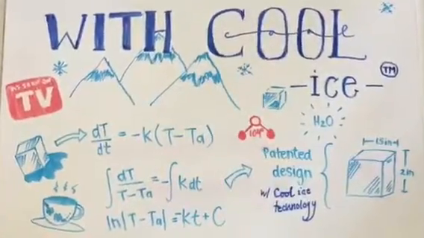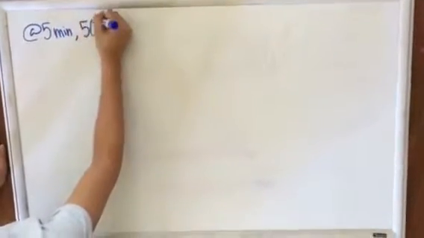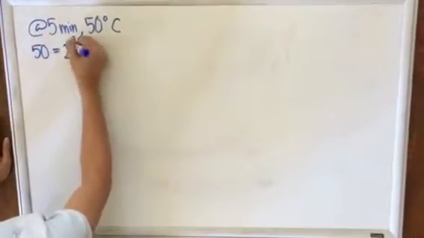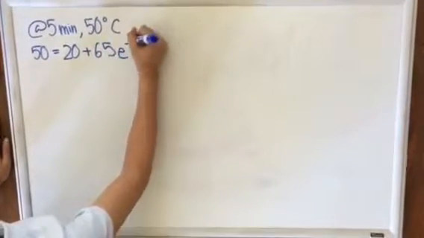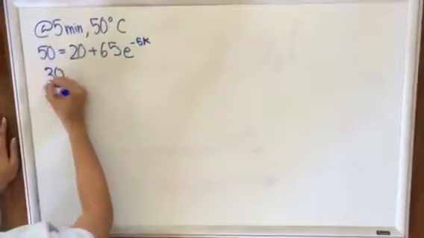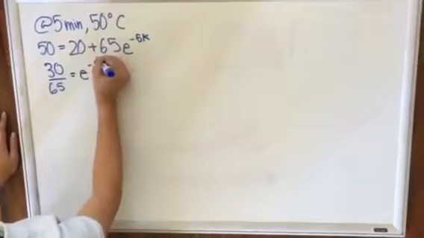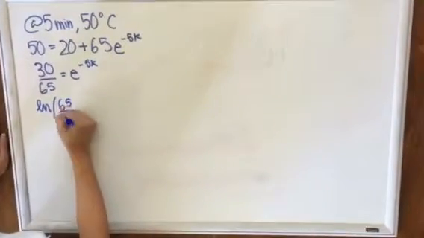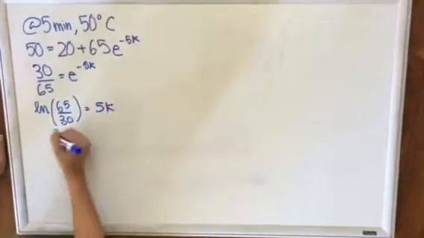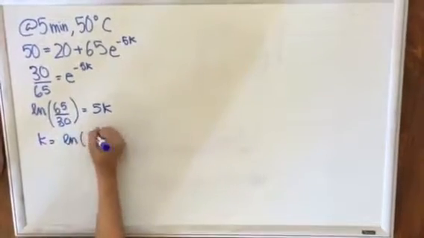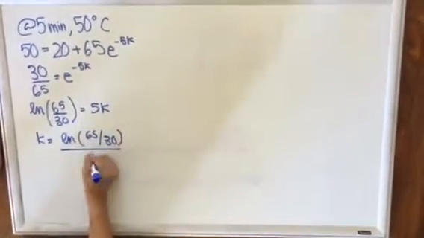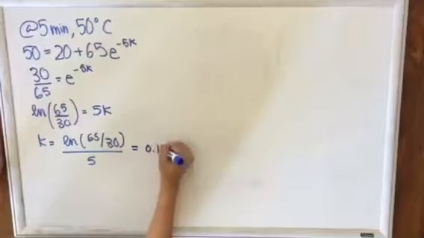With Cool Ice technology though, tea cools down from 85 degrees Celsius to 50 degrees Celsius in just 5 minutes, giving us our constant k for our new conditions. We used the same process as earlier to solve our question. Let's review though. Knowing that within our conditions the tea would cool from 85 degrees C to 50 degrees C in 5 minutes, we can plug it all into Newton's law of cooling again. We get that k equals 0.155.